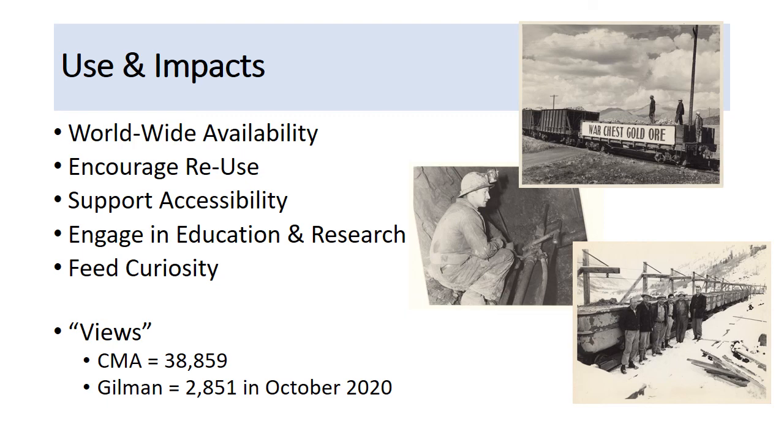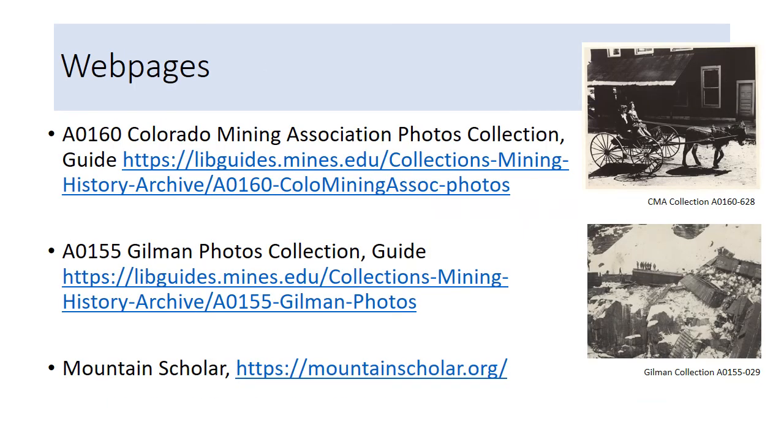We have created online web guides for both collections, the CMA photos and the Gilman photos. This is their address. You can also Google them. There is additional information about the collections on each of these sites, as well as a short slideshow. And our content is accessible in Mountain Scholar, and there's the address there. And you can come and browse our collections virtually, and we hope that you do.